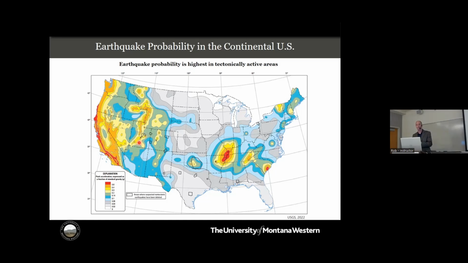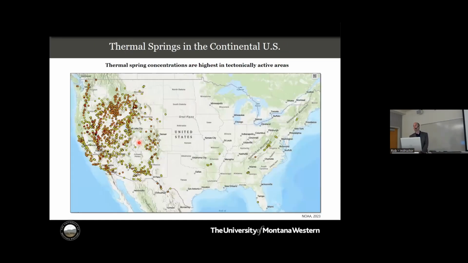Make sense? All right. So where are the thermal springs in the continental United States? They're exactly where all the other maps I showed you show activity of surface of plate tectonics and earthquake activity and surface heat flow. Make sense?